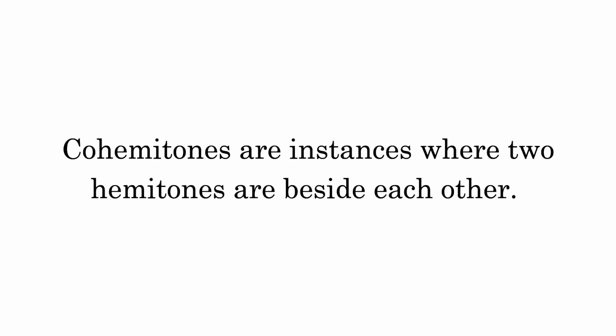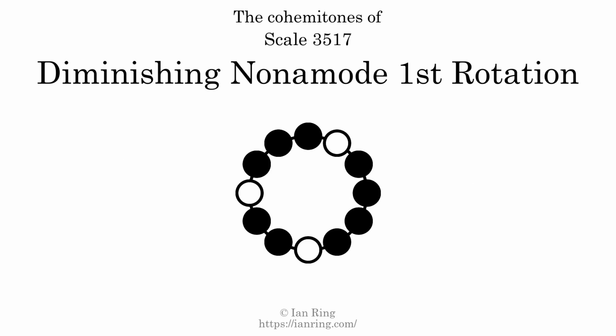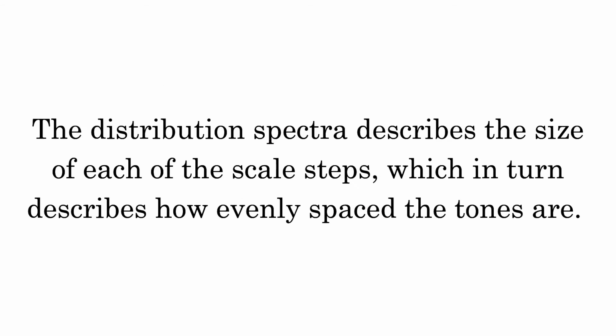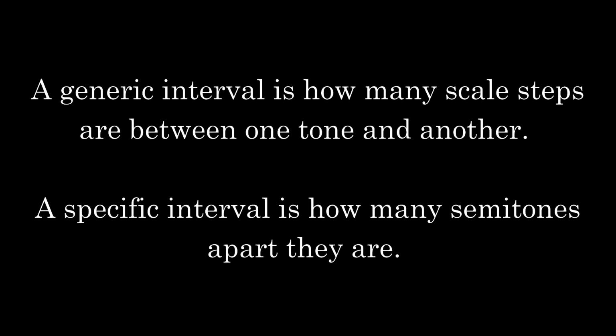Cohemitones are instances where two hemitones are beside each other. This scale has 3 cohemitones. They are at positions here, here, and here. The distribution spectra describes the size of each of the scale steps, which in turn describes how evenly spaced the tones are. A generic interval is how many scale steps are between one tone and another. A specific interval is how many semitones apart they are.